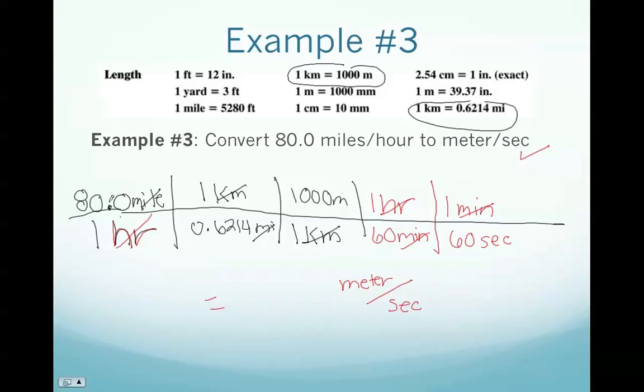And then if I go ahead using my calculator, multiply everything across the top, divide by everything across the bottom, and I round to, remember, if I start with 3 sig figs, I end with 3 sig figs. So you should get an answer of 35.8 meters per second.